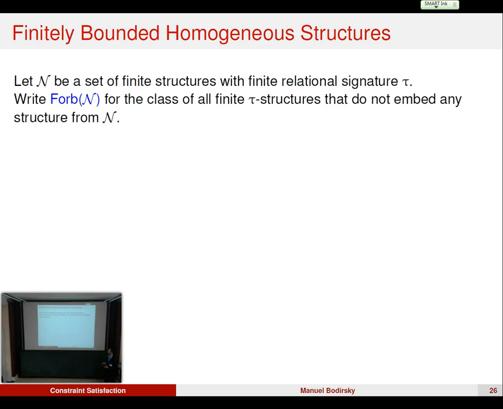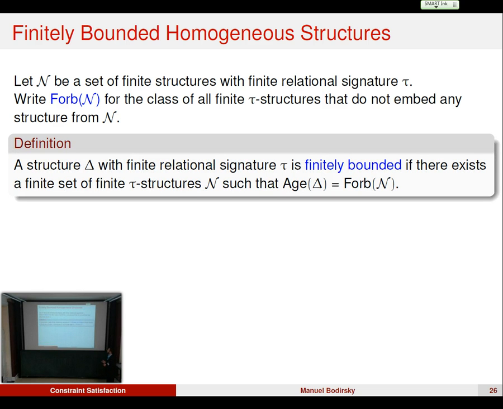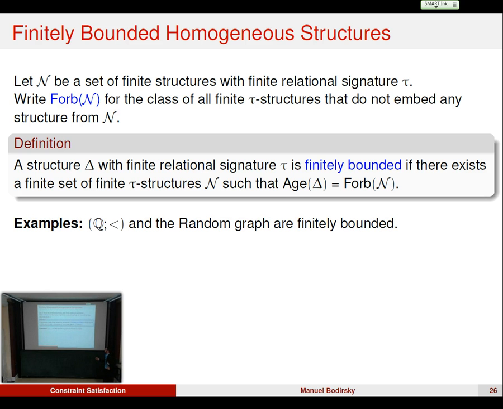Now, these are very natural ages for structures, and I say that the structure gamma with a finite signature is finitely bounded if such a finite set of obstructions N exists, such that the age of this structure equals precisely Forb(N). And this is actually not a rare case at all. Q, for instance, the random graph, these are all finitely bounded homogeneous structures. So what can we say here?